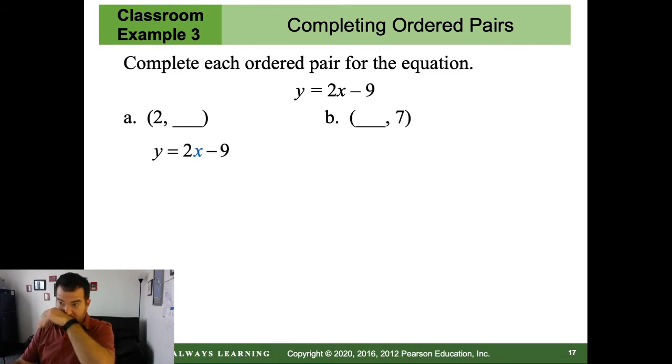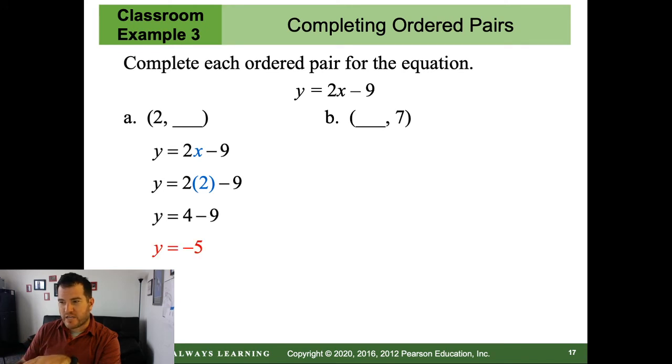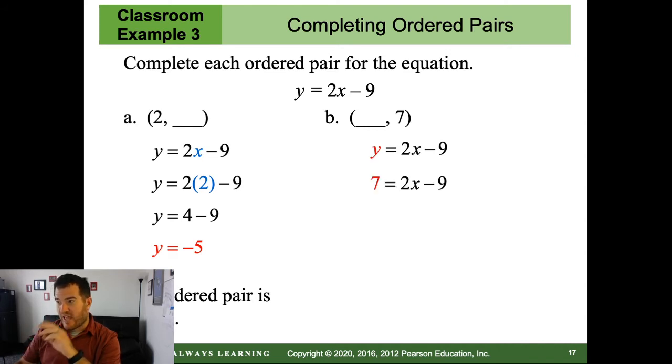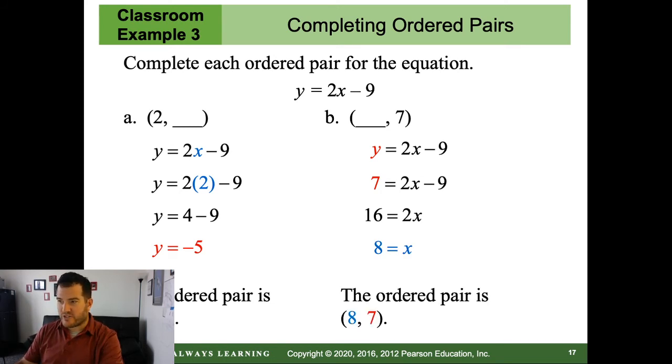Okay, so this one, I think I'm given my x, I'm solving for y, I'm plugging in there, I get 4 minus 9, so I get y equals negative 5. So the ordered pair is 2, negative 5. Here, I'm given my y this time, add 9 to both sides, divide by 2, I get x equals 8. Okay? And the ordered pair should look like that.